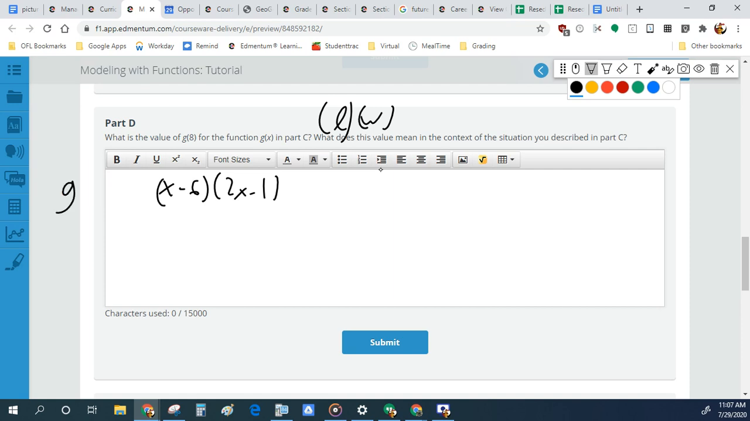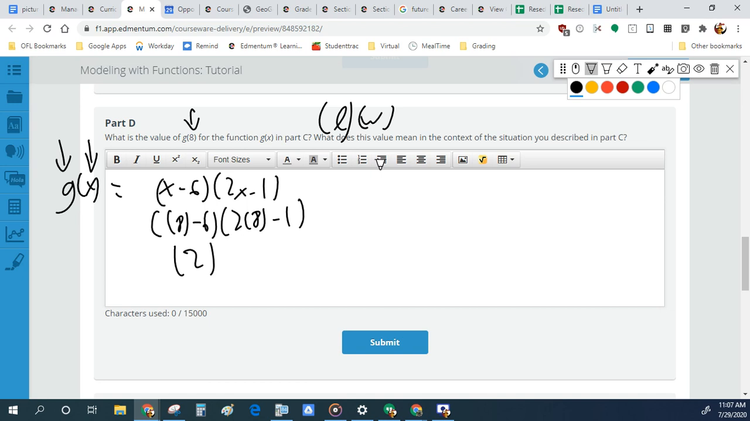Now, this format tells you that this is a function called g and the input is x. Now they're asking us to do g of 8. So wherever we see an x, we're just going to write an 8. I like using parentheses to symbolize the multiplication. So 8 take away 6 is 2, and 2 times 8 is 16 minus 1, so 15. Then 2 times 15, so our answer is going to be 30.